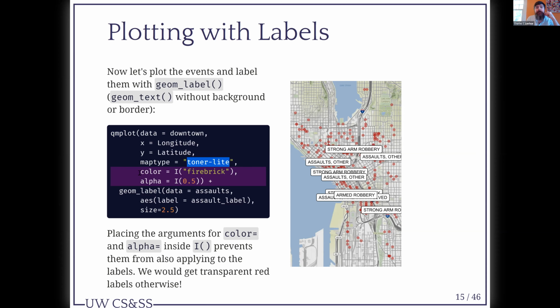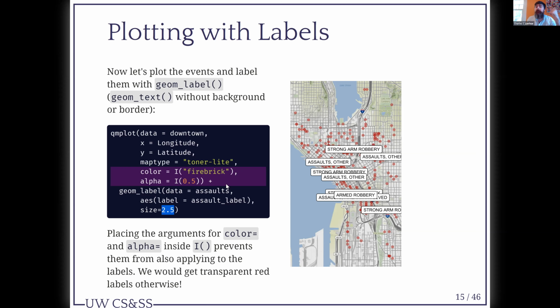Silly Chuck. Anyway, firebrick red dots, partially transparent, but then notice what I'm doing here. I'm saying geom_label to add labels to this plot, but the data is the assaults data instead. So I'm limiting my labels down to only the data set of assaults and robberies. So I have all the crime data here, but the labels only correspond to the assaults, right? I then say the label is going to be equal to assault label, which is just the name of the type of crime, and size 2.5 increases or decreases the size of the labels. I forget if this was me making them a little bit bigger or a little bit smaller, but it was one of those things.